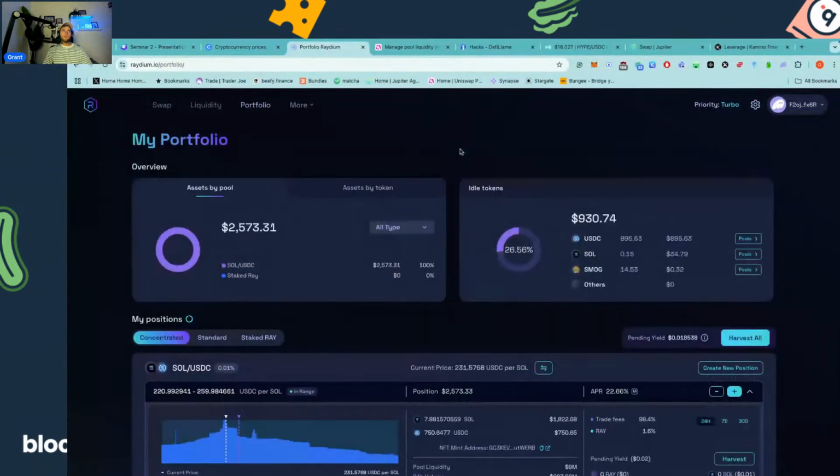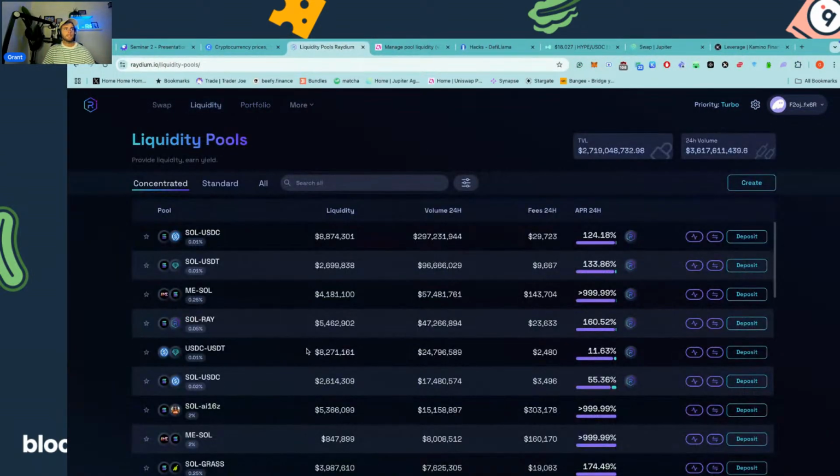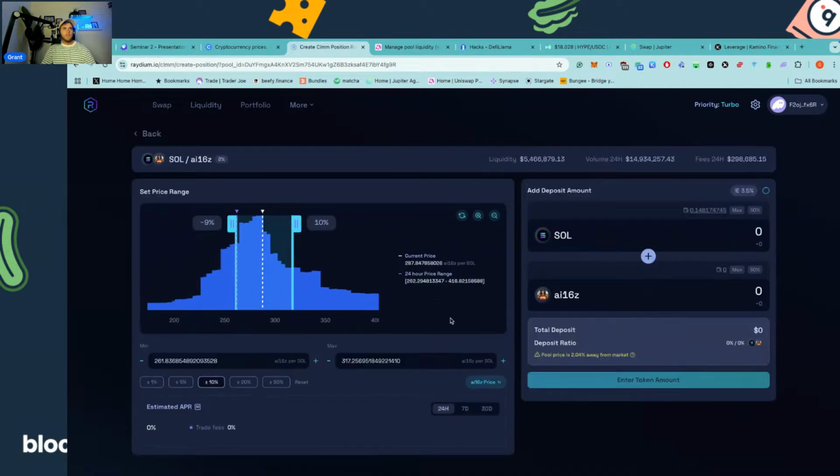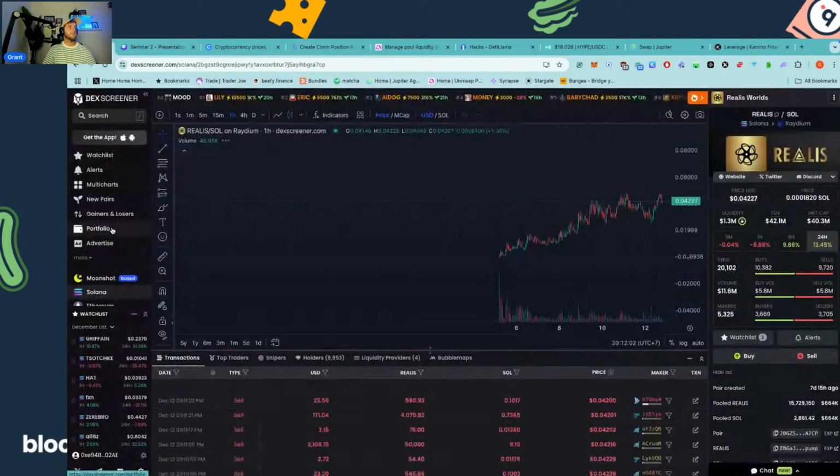So the dreaded impermanent loss is, as I was saying with this AI16Z slide, a token that you're probably going to do well with if you just hold it anyway. It's been doing drastically well. Let's say you bought it at $50 million and now it's at, let's have a look.